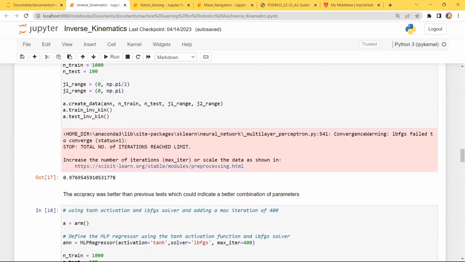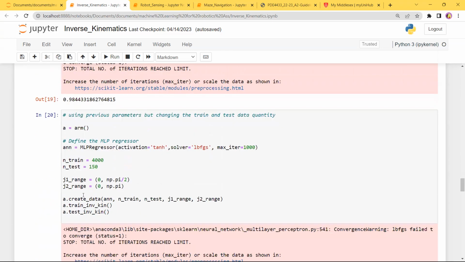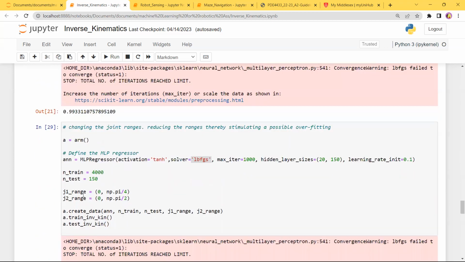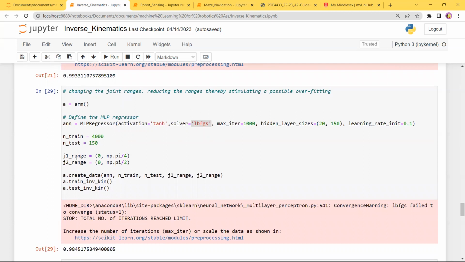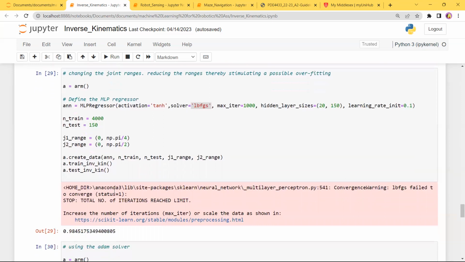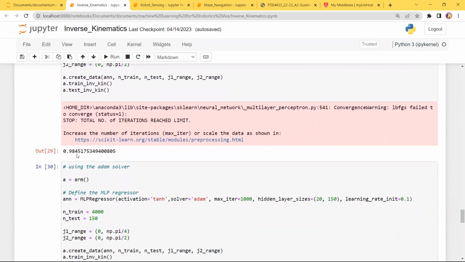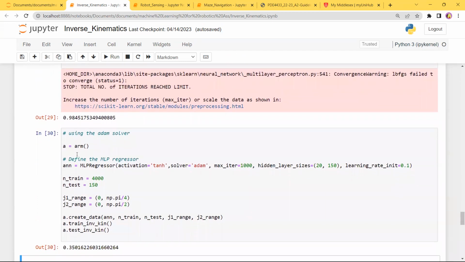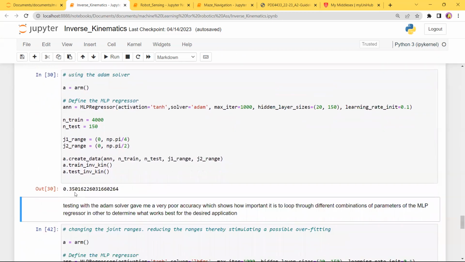I kept changing parameters for different tests, and I got different accuracies. So here, in cell 29, I changed the train data to 4000 and test to 150, and I took the joint ranges by using the following parameters. I used the LBFGS solver, and I got also a very good accuracy. But in cell 30, when I changed the solver to Adam, while the other parameters remained the same as the previous test, I got a very low accuracy of 0.35.